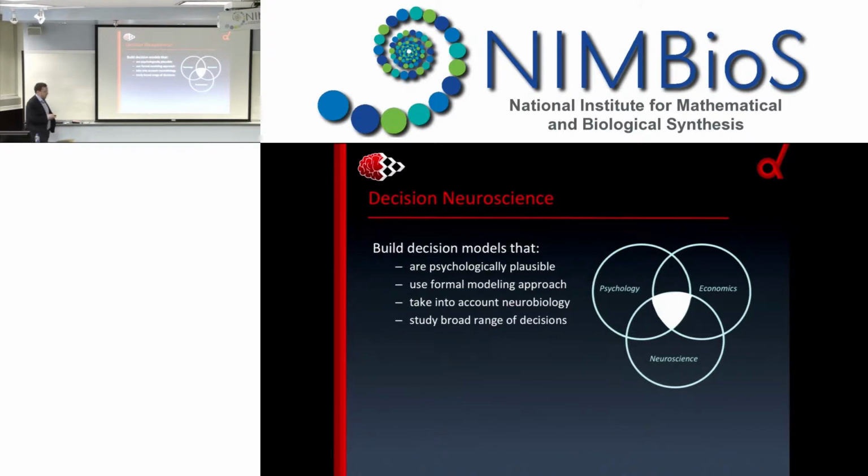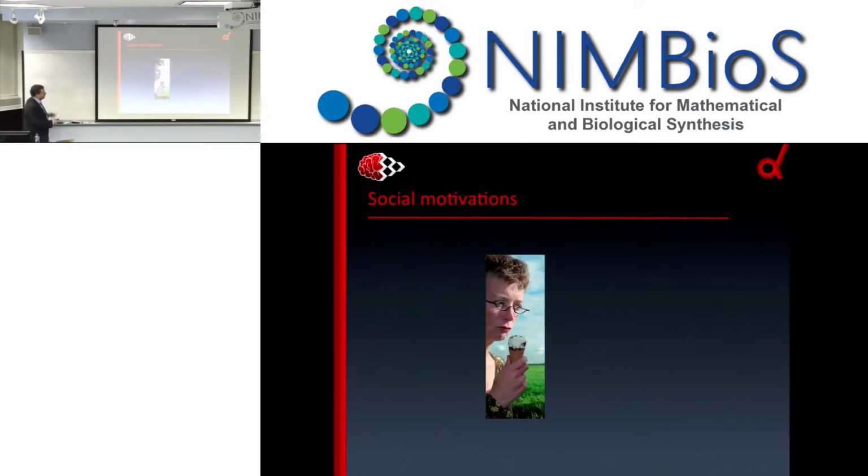So these are the slightly idealistic goals of this field, and what I want to talk about is at least one recent experiment that we've done that tries to take this approach to understand a particular process. So social motivations, as I mentioned, are, I think, relatively understudied within this field of decision making.